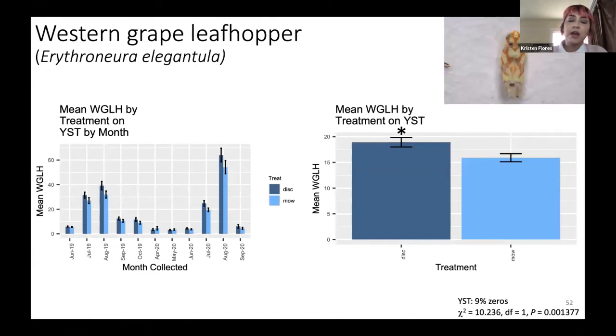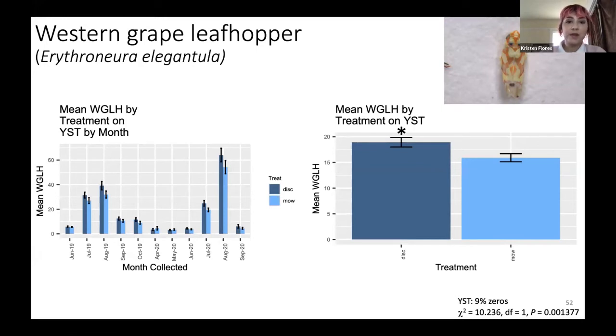First we have the results for Western Grape Leafhopper in the canopy. The graph on the left shows the average number of Western Grape Leafhoppers caught on yellow sticky traps each month. On the y-axis is number of Western Grape Leafhoppers, and on the x-axis is month. Disc is shown in dark blue, and mow is shown in light blue. You can see that the Western Grape Leafhoppers tend to peak in July and August, with the highest average number collected at 60 individuals. Their numbers are fairly low the rest of the year.